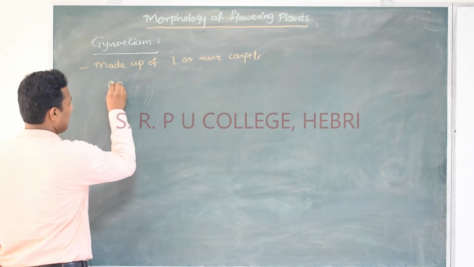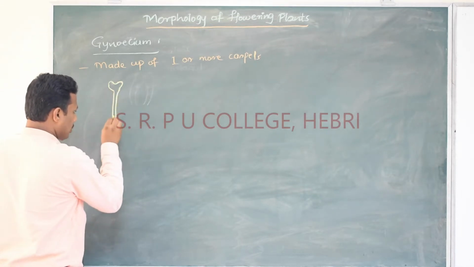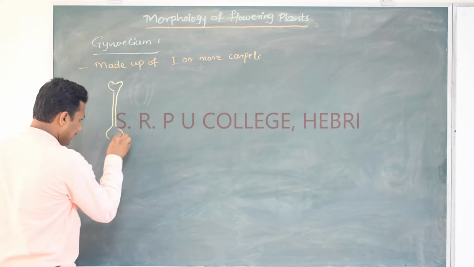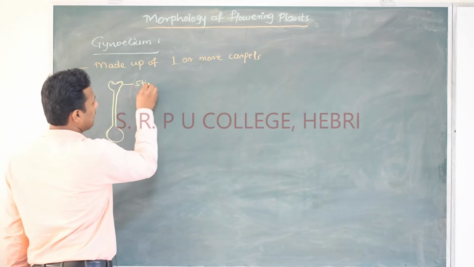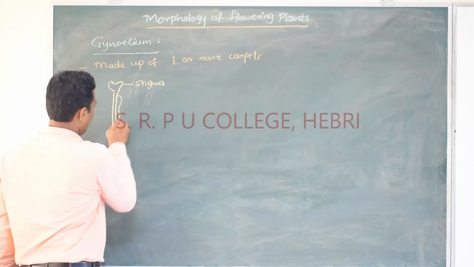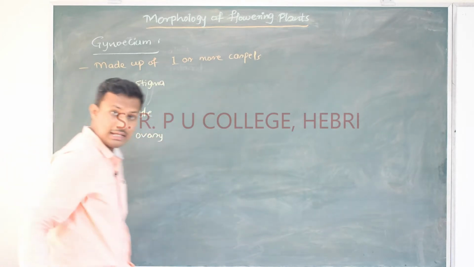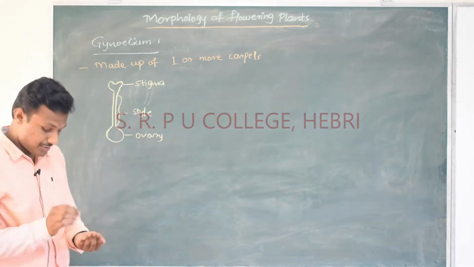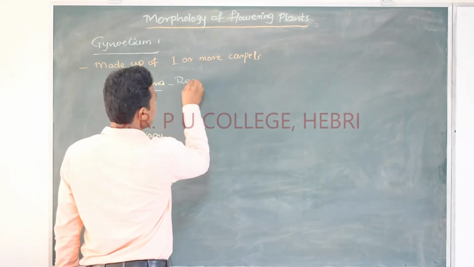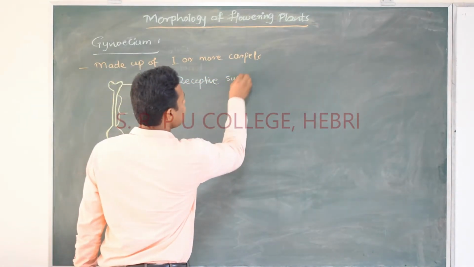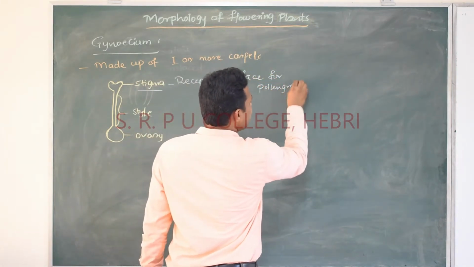See, this is the stigma, and a tube-like structure that is called the style, and here the lowermost swollen portion will be called the ovary. This is called stigma, this is called style, and this is ovary. Okay, see, how do we define these things? Stigma is the uppermost receptive surface for pollen grains. So it is going to receive the pollen grains.